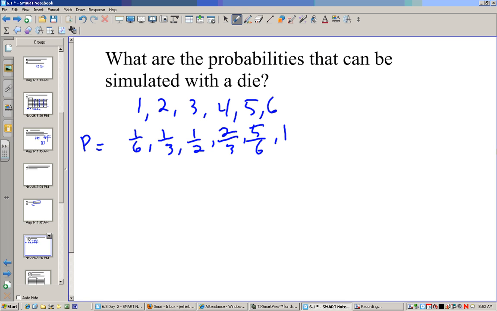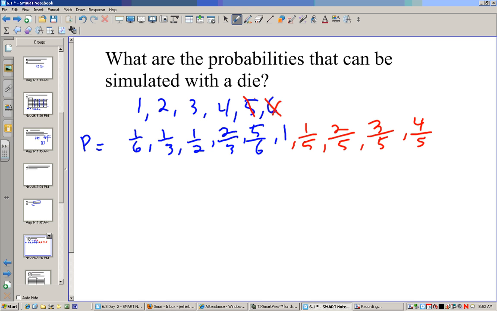Now another thing we can do is take out one number and say every time we roll a 6 it doesn't count. So we could simulate something that has a 1/5, 2/5, 3/5, and 4/5 probability also. So that would be 1/5, 2/5, 3/5, and 4/5, and 5/5 we already have here.